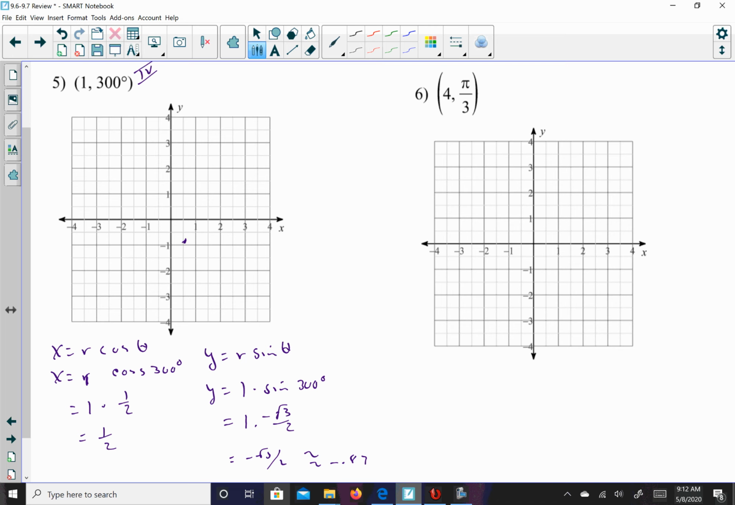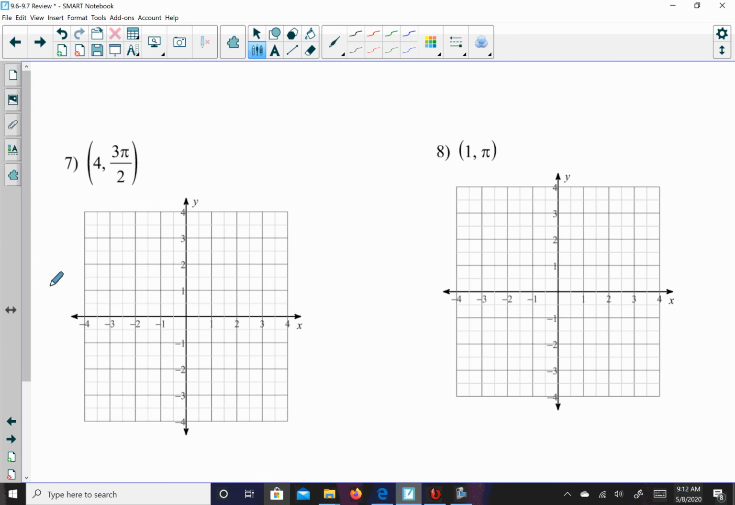Okay, the next one, I'm going to have x is equal to 4 times the cosine of pi over 3. The cosine of pi over 3 is 1/2, so my x-coordinate will be 2. Y is equal to 4 times the sine of pi over 3. The sine of pi over 3 is the square root of 3 over 2. So this will end up being 2 times the square root of 3. A decimal approximation for that is going to be approximately 3.5-ish. So I'm plotting 2, 3.5-ish. So right about there. Pi over 3 is in the first quadrant. This point is in the first quadrant, so they do match.